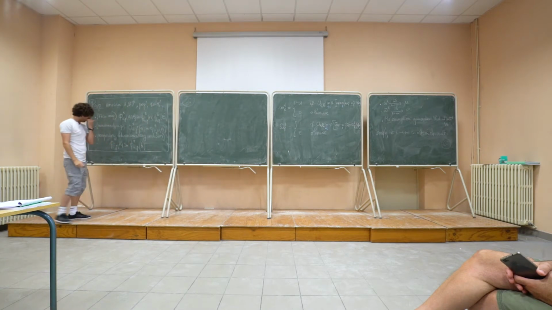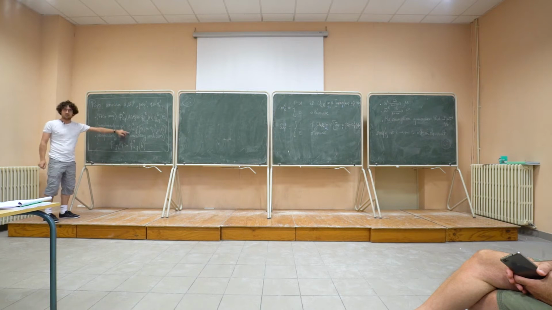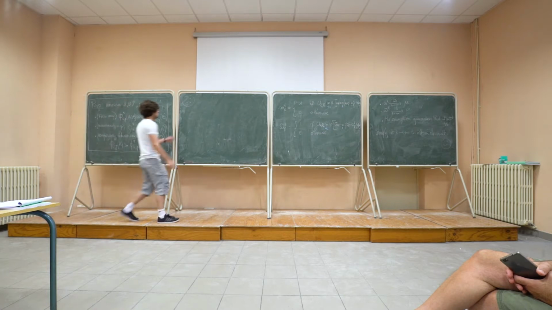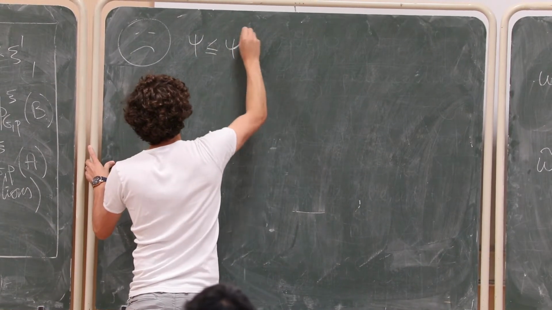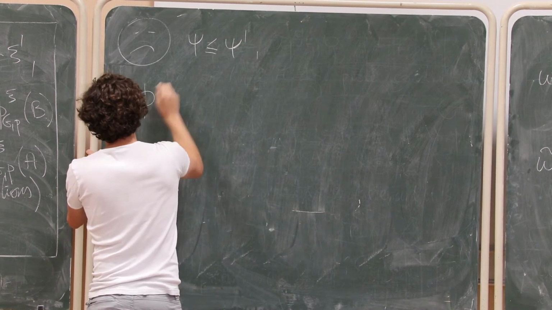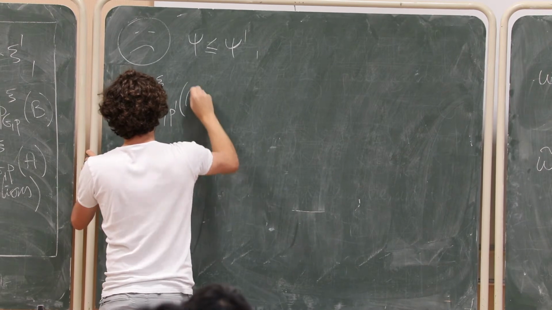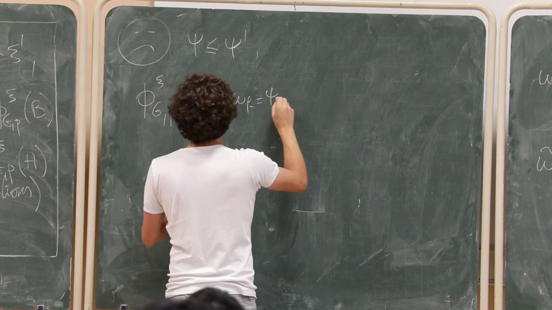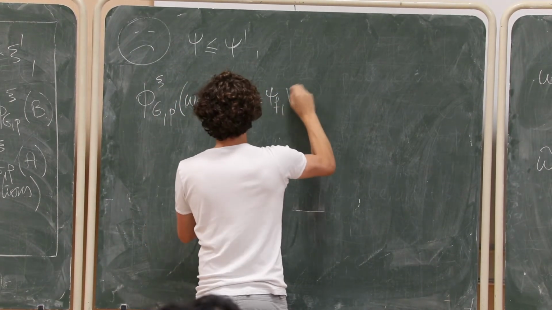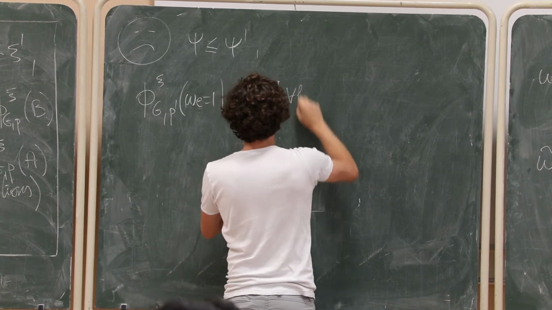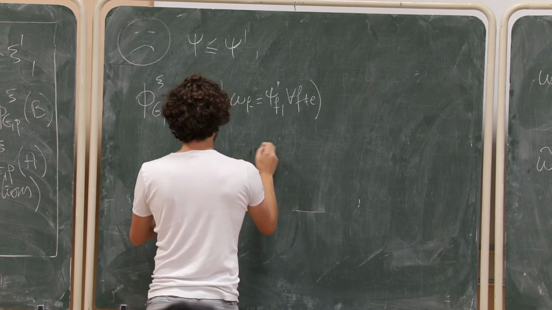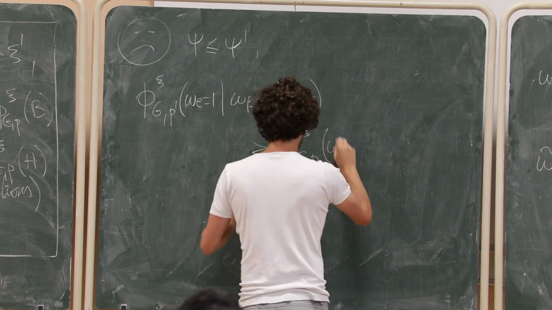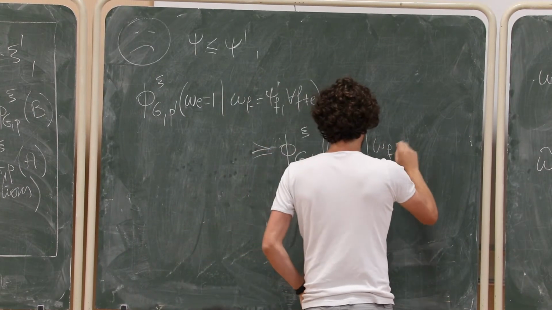So how do we prove these properties? Let's start with these two properties. They are much simpler in some sense. This one, for instance. So we need to check that if I take psi smaller or equal to psi prime, if I look at phi psi g p prime of omega e equal 1, knowing omega f equal psi f for every f not equal to e, I want that this is larger or equal to phi psi g p of omega e equal 1, knowing omega f equal psi f.